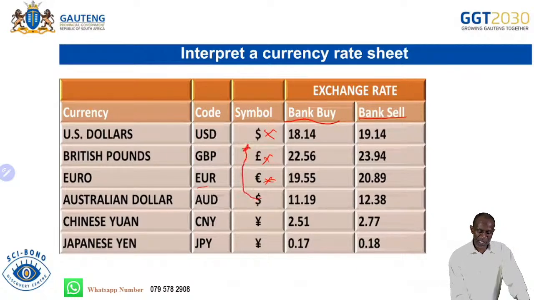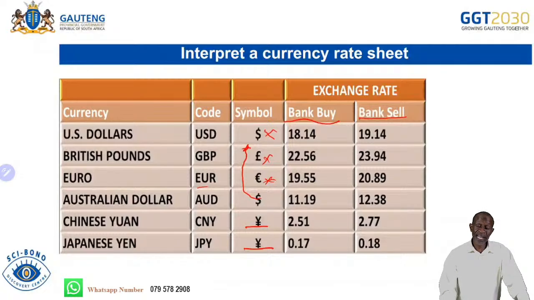The same applies with the Chinese yuan and the Japanese yen. They use the same symbol. These are the similarities, but the currency code is different. China uses CNY, whereas Japan uses JPY. But common here is the symbol.